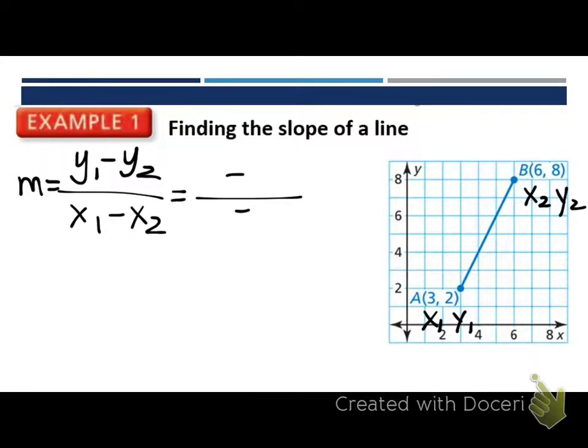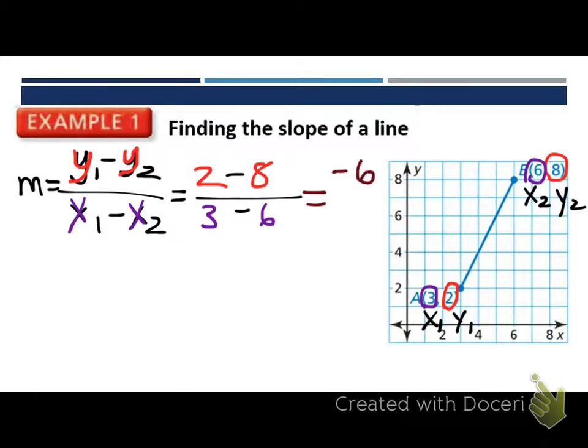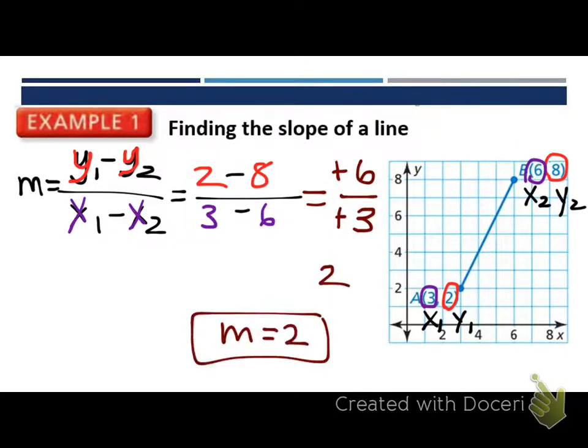What is my first y? 2. And my second y? 8. All right, and then my first x? 3. And my second x? 6. All right, 2 minus 8 is? -6. 3 minus 6 is? -3. So, yeah, what's a negative divided by negative? Positive, and then 6 divided by 3 is 2. So you're going to write m equals 2. I'll explain it on here. Why? That is the answer.